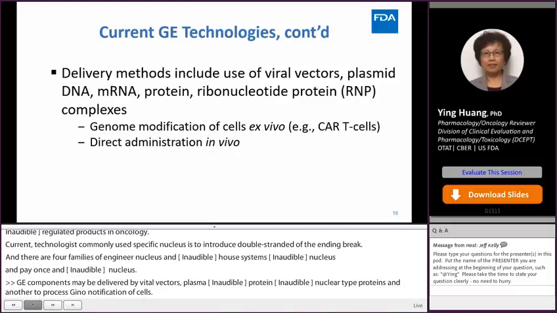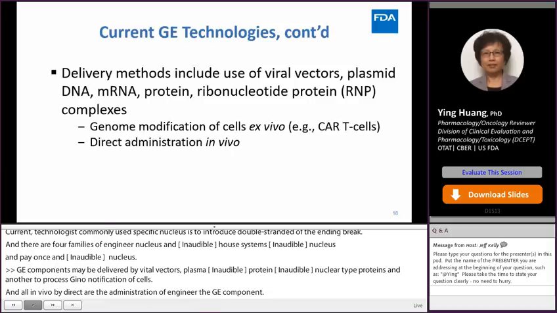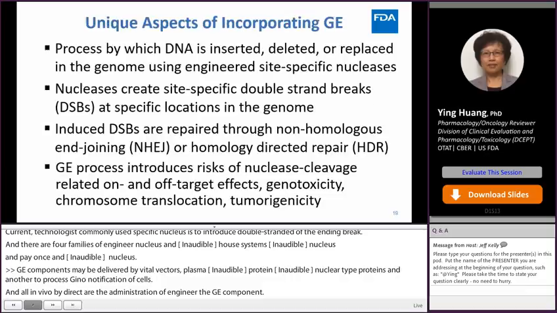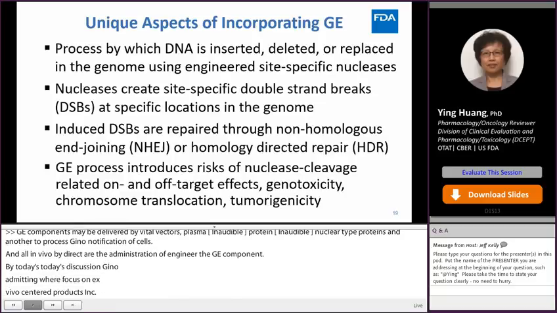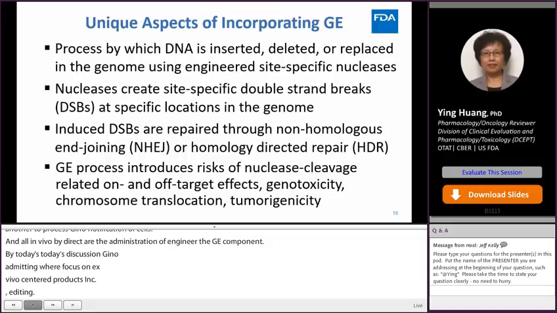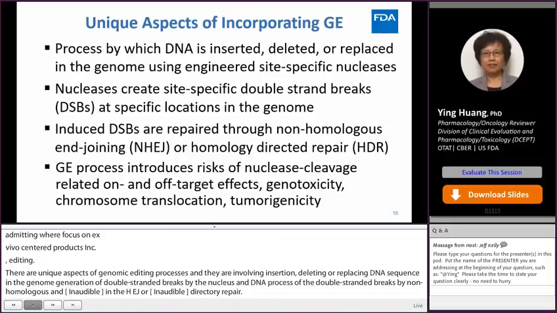My discussion today for preclinical assessment of genome editing will focus on the ex vivo cellular products that incorporate genome editing. There are unique aspects of genome editing processes. They involve insertion, deletion, or replacement of the DNA sequences in the genome, generation of double-stranded breaks by the nucleases, and endogenous DNA repair process of the double-stranded breaks by non-homologous end joining, NHEJ, or homology directed repair. NHEJ can result in errors of the repaired sequences, while homology directed repair is less error-prone than NHEJ.